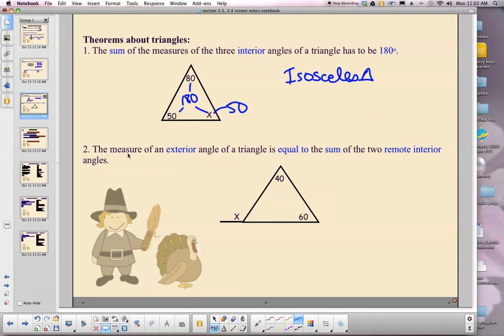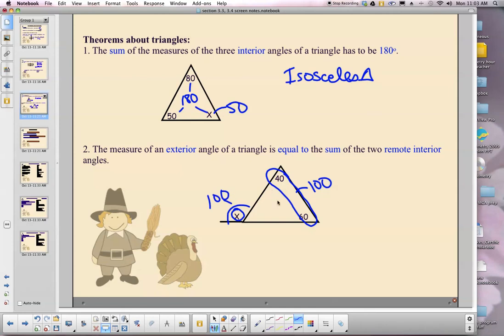Number 2, the measure of an exterior angle of a triangle is equal to the sum of the 2 remote interior angles. Now that's a mouthful. What it means though is if you look at the exterior angle of a triangle, so the angle on the outside, it's got to be equal to the other 2 that are farther away from it. That's why they say remote. These two put together. So since these two together add up to 100 degrees, this one has to be 100 degrees.